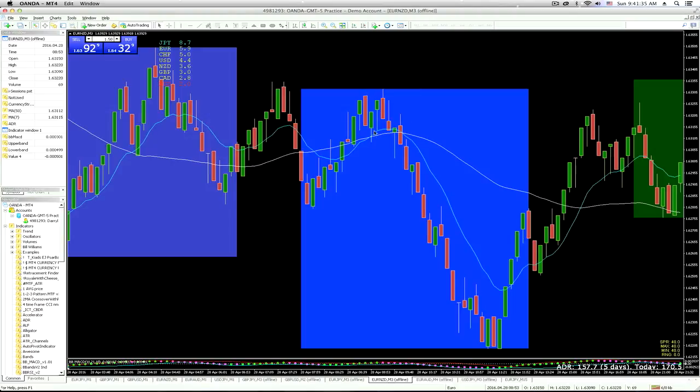2, 3. This may have been a bad entry here. I don't know. Let me see what the difference is. High 29, high of 32. This could have been a loss. And then now we have a new close below here, and so now we're going in this direction.